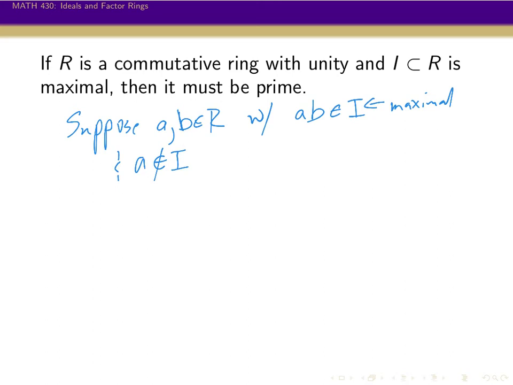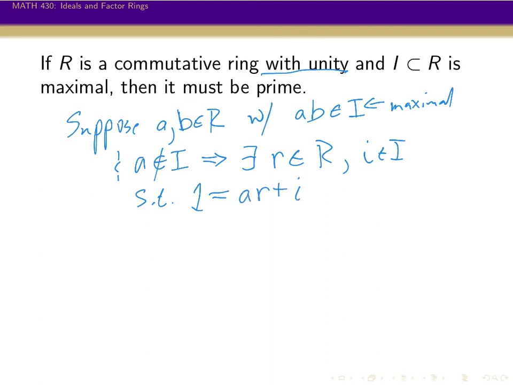And so if A is not inside of I, by what we talked about with maximal ideals before, and this being a ring with unity, this means that there exists some R in the ring and i in I such that the multiplicative identity 1 is equal to AR plus i. And now what I'm going to do is multiply both sides by B. And so we have that B is equal to AB times R plus Bi. I can stick B in the middle there because we are in a commutative ring.